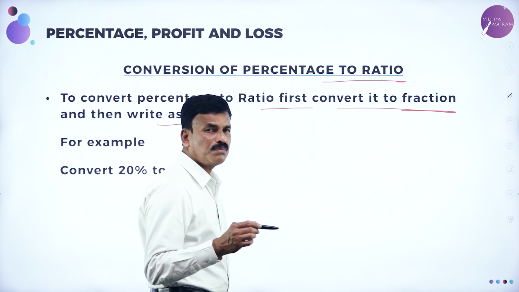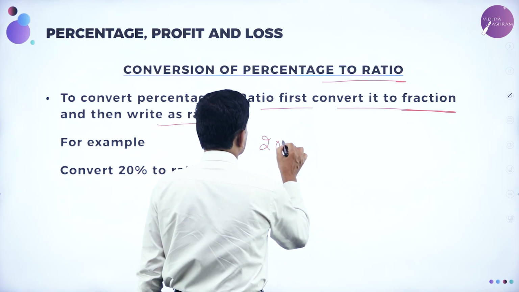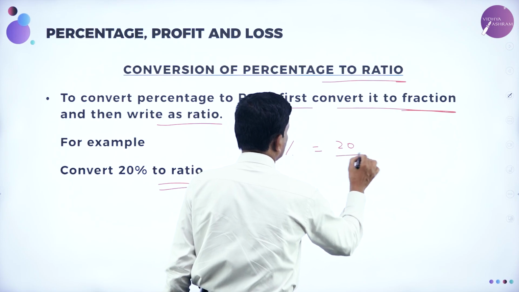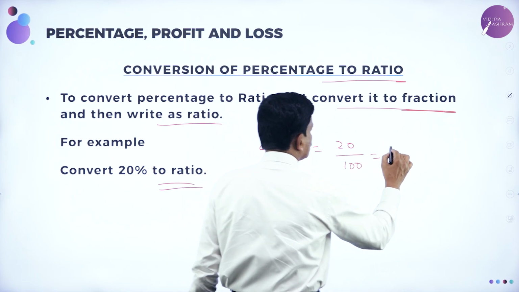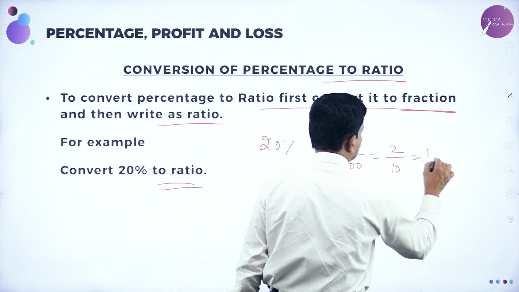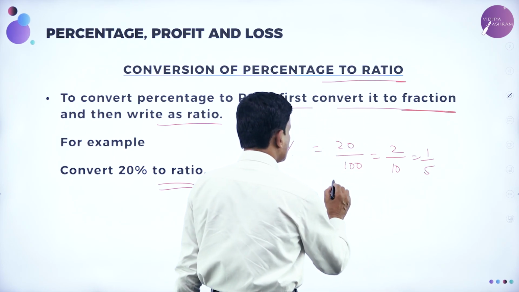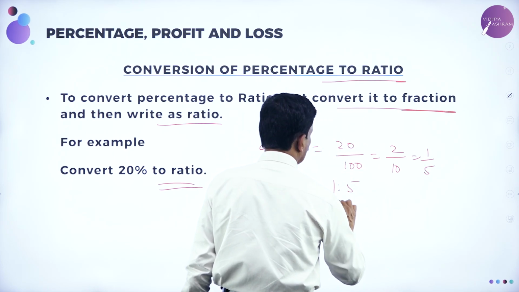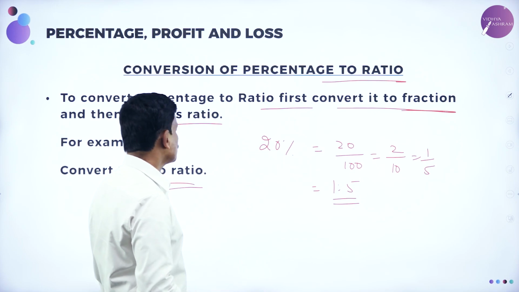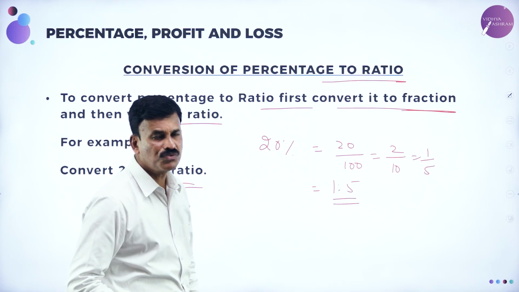Convert 20% into ratio. How to convert 20% into ratio? 20% can be written as 20 divided by 100. That is nothing but 2 by 10. That's equal to 2 ones are 2, 2 fives are 10. What is the ratio? The ratio is equal to 1:5. That's it. 20% can also be written as a 1:5 ratio.